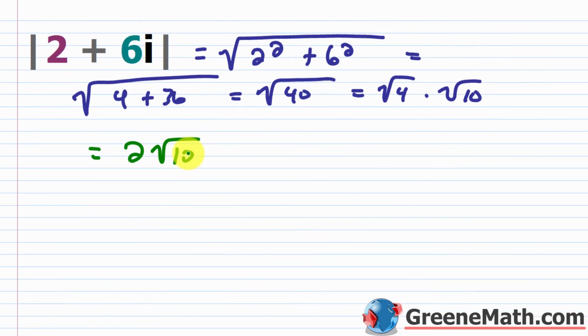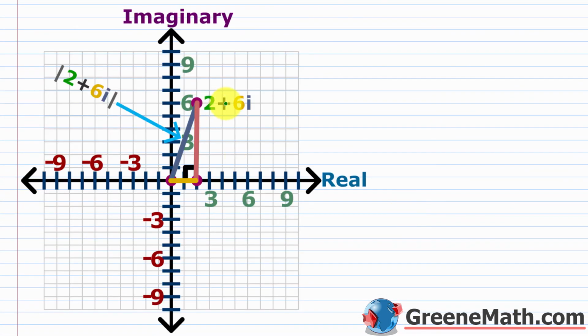If you want to see this graphically, you could plot this guy, this 2 plus 6i, on the complex plane. So 2 units to the right on the real axis, 6 units up on the imaginary axis. So that gives us this 2 plus 6i, so that's this guy right here. And then basically what I'm doing is just forming a right triangle, right? So this guy right here is going to be my hypotenuse. That's what I'm looking for, the length of that guy. So this is the absolute value of 2 plus 6i, the absolute value of that complex number.